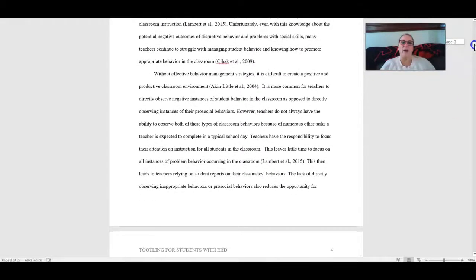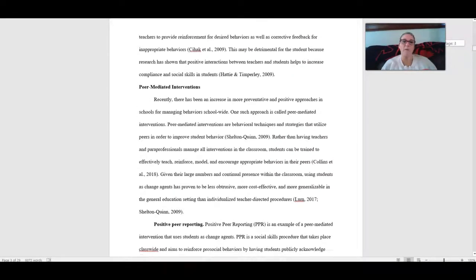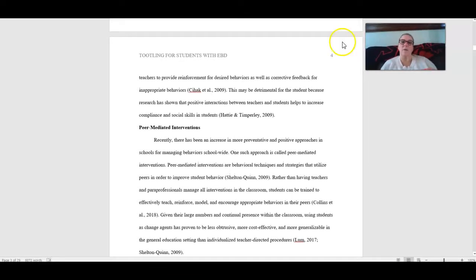So now, again, I'm setting up the argument for why we're going to implement this intervention in this type of classroom. We're saying that effective behavior management strategies are necessary for students to be successful. We talk about that. We're providing references to back up the points that we're making throughout. So we've set up, here's the problem, right? Kids with EBD have difficulties related to academic engagement, related to peer interactions, related to disruptive behaviors.